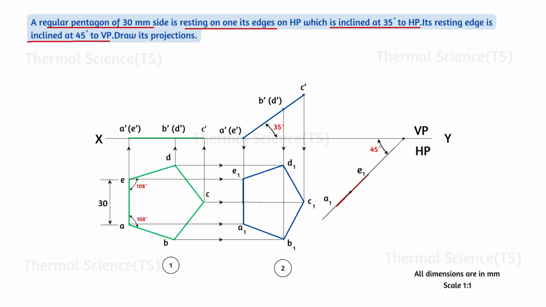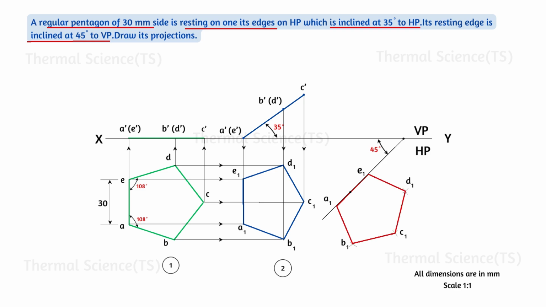For obtaining points B1, C1 and D1, we are going to draw an arc. Measure the distance between E1 and D1, and with point E1 as center, draw an arc. Measure the distance between A1 and D1, and with point A1 as center, draw an arc cutting the arc from point E1. Name this point as D1. We have to repeat the same procedure for the other 2 points, C1 and B1. This is the final top view of the pentagon.